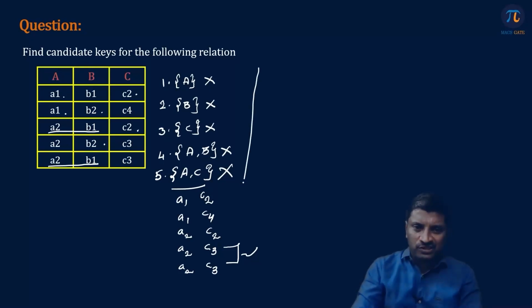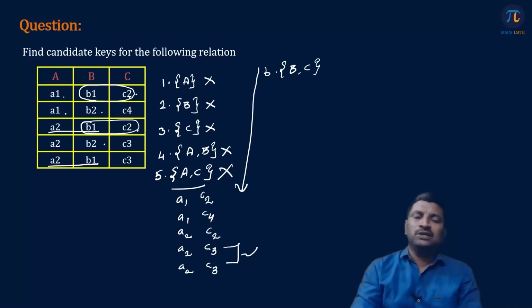What about the next one, sir? The next one we need to try is the set B comma C. Consider the records B1 C2, B2 C4, B1 C2. Please observe this, sir. B1 C2 is our third record, and B1 C2 is our first record. So this attribute set is not able to differentiate record 1 and record 3, so this cannot be a candidate key.